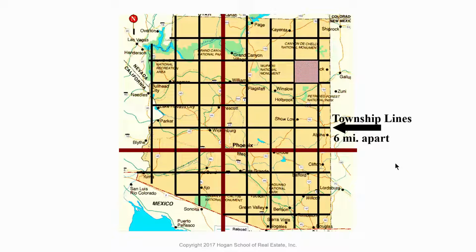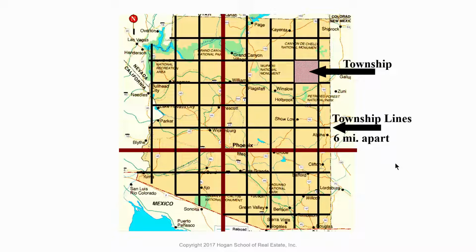and you'll notice they form squares where they intersect with the range lines, and those squares, by definition, are called townships. So now what we have is an identifiable square parcel of land called a township. So here's the first parcel we can define. A township, by definition, is a parcel of land 6 miles by 6 miles.